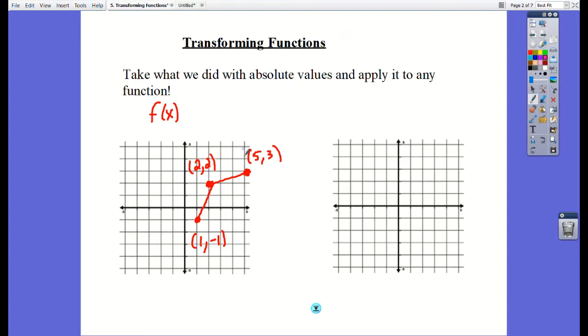And so I just made up a function this morning. I called it f of x, and this is what it is. So on your first graph, I want you guys to copy down f of x, okay? And there's really only 3 points you need. So copy down those 3 points and then just connect them with a line. So we got 1, -1. We got 2, 2. And we got 5, 3. Okay. So graph this on the top graph and label it as well. Label it f of x.